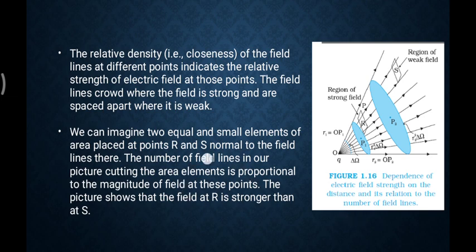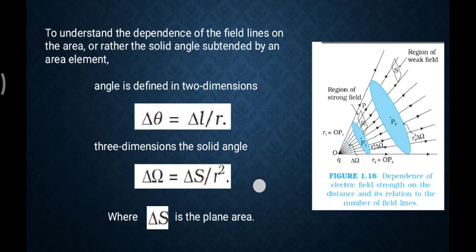That is written here, and we already discussed it. What is new today is to understand the dependency of the field lines on area. At the R position and the S position, if the area is constant, then the number of field lines is reduced. If you don't want to change the number of field lines, you have to increase your area.